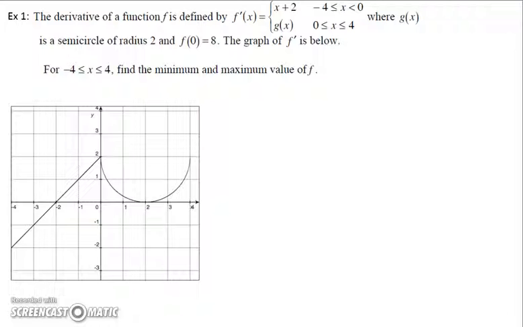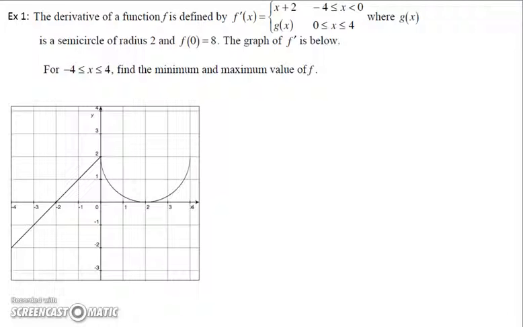So it says the derivative of the function f is defined by that piecewise function there, where g is a semicircle of radius 2 and f of 0 equals 8. The graph of f prime is below. Now, for the interval -4 to 4, inclusive, find the maximum and minimum value of f.